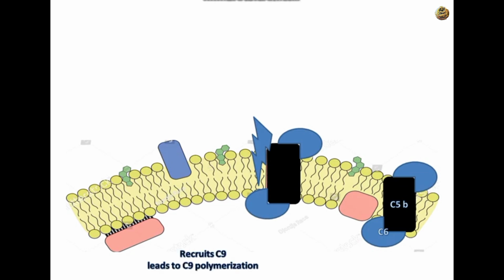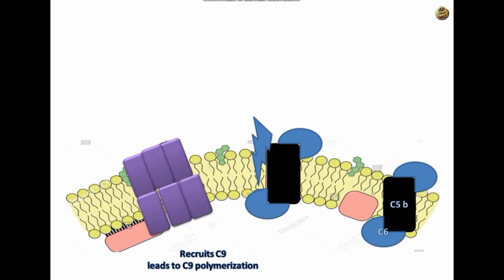As C5b678 initiates the polymerization of C9 protein to the membrane of the pathogen, we get poly-C9 in the pathogen membrane, which forms pores in the pathogen membrane and is called MAC. The MAC leads to calcium ion concentration increasing in the pathogen, which eventually bursts the pathogen via osmotic lysis.